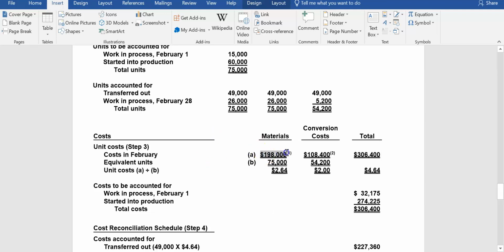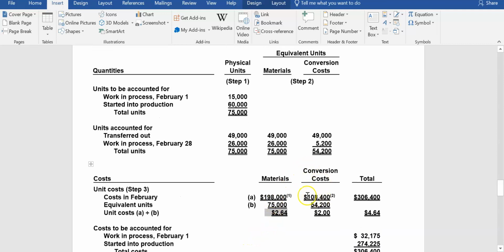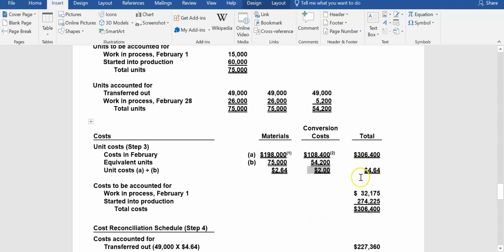Dividing our total cost by our equivalent units separately for materials and conversion, I get a cost per equivalent unit with respect to materials, and total conversion cost divided by equivalent units with conversion, total cost per equivalent unit with respect to conversion of $2. The total cost per equivalent unit is $464, which is the material cost and the conversion cost per unit combined.